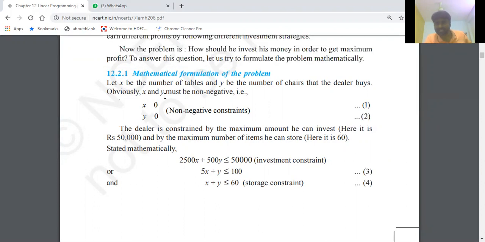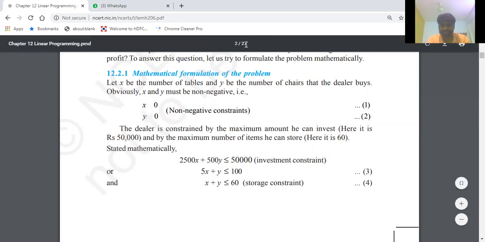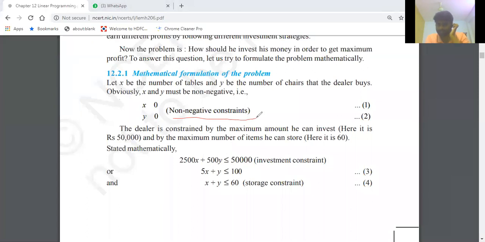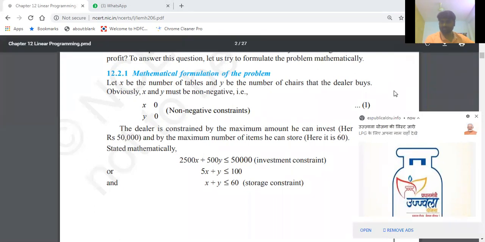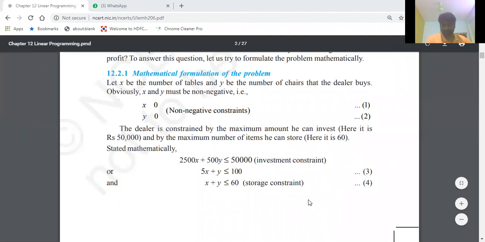That's why x is greater than or equal to 0 always, and y is also greater than or equal to 0. That means those are non-negative constraints. There is a meaning. Hope you can understand. Whatever x, y we take, some number of items cannot be negative. Of course, that may be 0 because you may take all first type of things only, or all second type of things only. That can be 0 but not negative, correct?